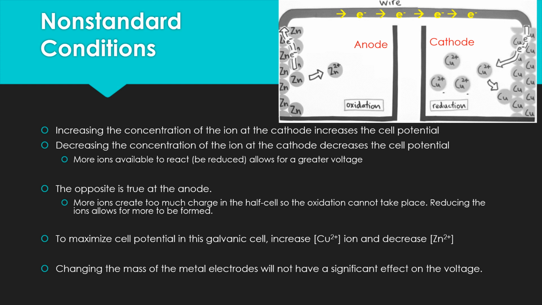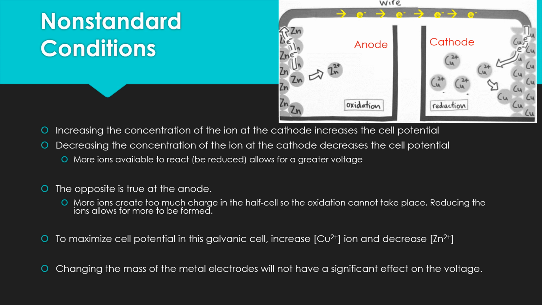Now the opposite is true at the anode. As the anode reacts, we're getting a buildup of zinc ions, right? As those electrons leave the solid zinc, we're getting zinc breaking off and forming its ions. So if we had a higher concentration of zinc ion, then we would have too much charge on the anode side. So our salt bridge would have to work too hard. So more ions on the anode side creates too much charge in that half cell, so the oxidation is more difficult to take place. So if we want to increase the voltage, we would have to decrease the concentration at the anode.